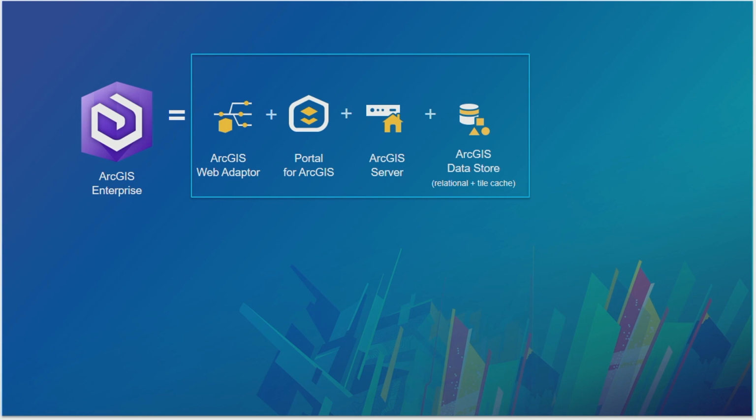So what we have here is our typical ArcGIS-based enterprise deployment. Hopefully you've seen this quite a few times. It has our web adapters, portal, ArcGIS Server, and our data stores. And typically in these diagrams we show the relational and the tile cache. But also to expand the capabilities of our enterprise, we can now include the spatiotemporal data store. This has also been called the big data store, and we'll go over its function and what all you get with the spatiotemporal.